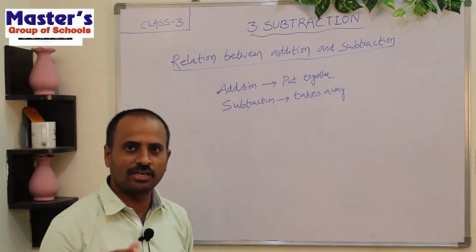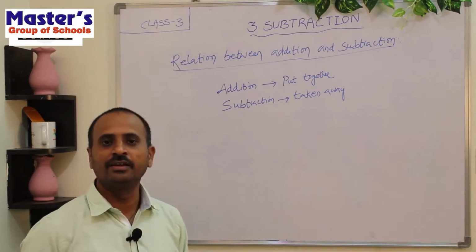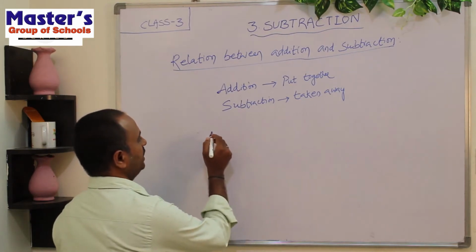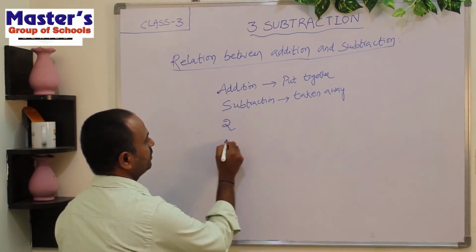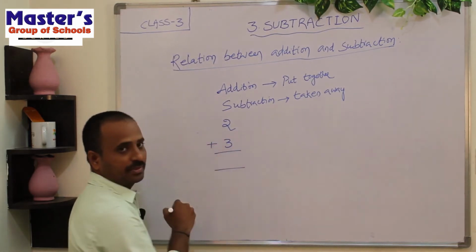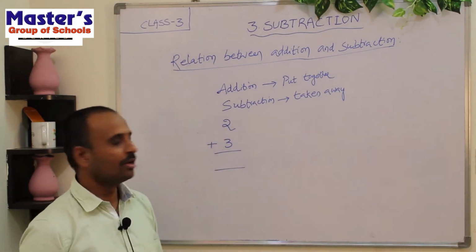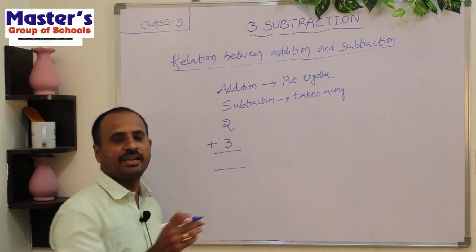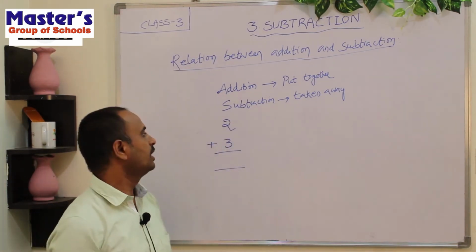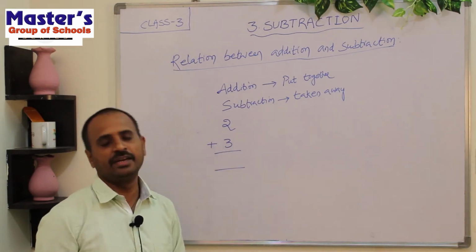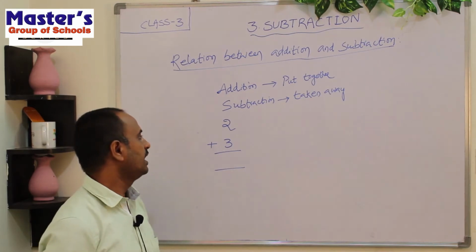Now let us see a small example to understand the relation between addition and subtraction. What is the addition of 2 and 3? Now we will add 2 and 3, so I will put the plus symbol. Plus means addition. Addition means combining, combining means put together. We have to put 2 and 3 together, then we will get the sum.